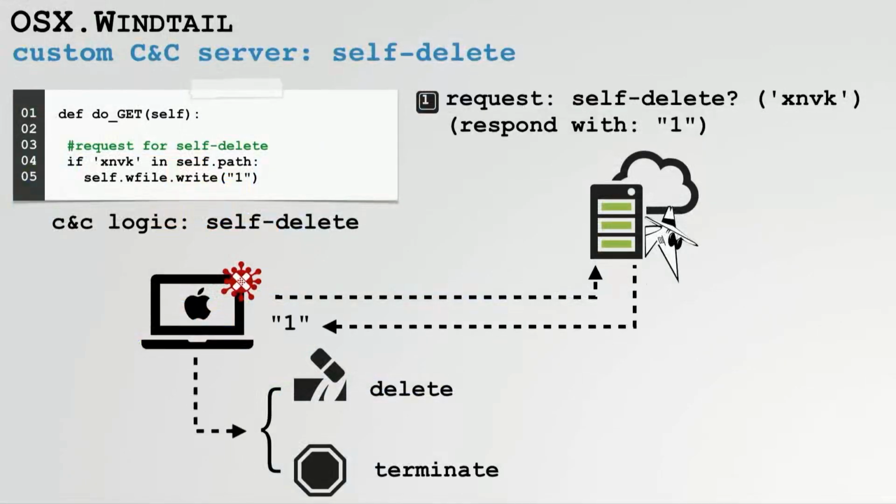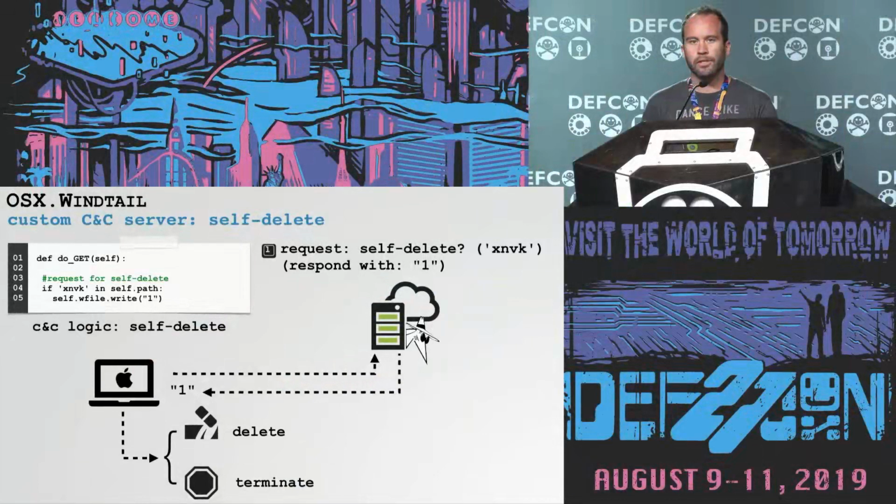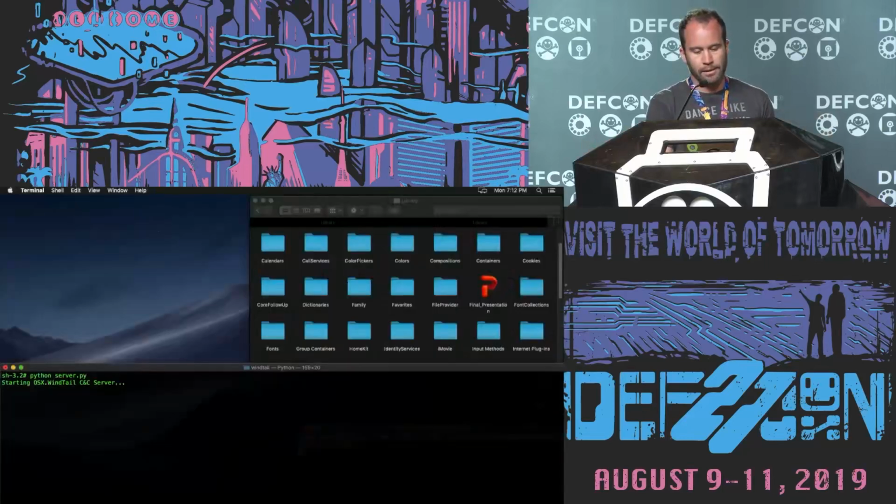Finally, let's add the ability to our custom command and control server so we can support the self-delete command. Because at some point, if the FBI comes knocking on your door, it might be really nice to just press a button and have all these infected systems uninstall themselves. It's trivial to support this functionality. Basically, when the malware connects out, checks in with our server and asks, should I self-delete? We just respond with 1. This will tell the malware to delete and fully uninstall itself.